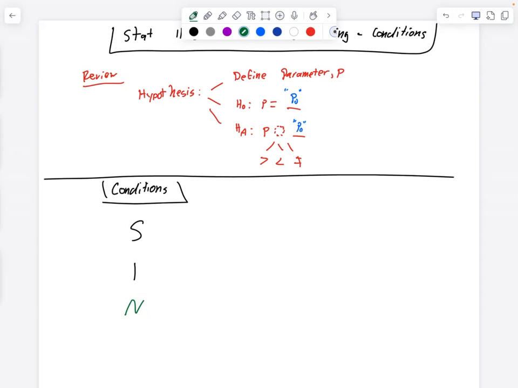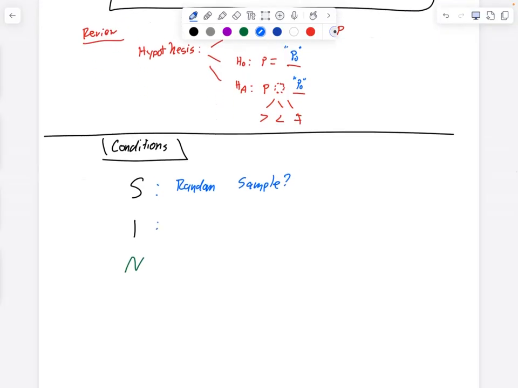Now, the N is different. So I didn't put it in your do now because it's a little bit trickier. So S is what? Random sample. And if it's not random, what do we say? Assume. Very good. I is what? 10% condition. All right, and our sample size N is less than 10% of the population.